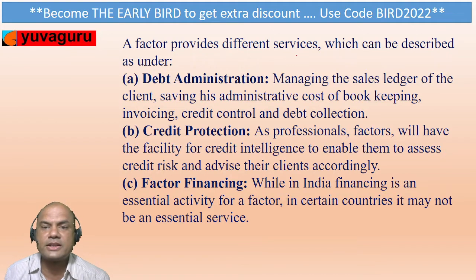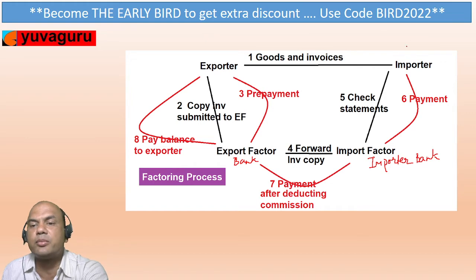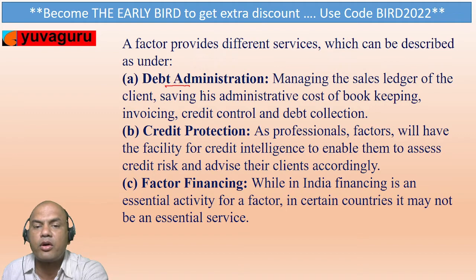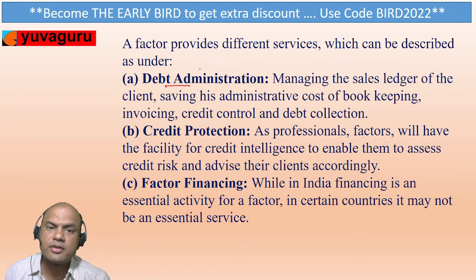The factor provides different services which can be described as under. So what are the services provided by the factor? Debt administration. Debt administration means what? Say this, exporter selling to importer, and then selling those debts to the export factor. So these book debts are now purchased by this export factor. Once it is purchased, the administration of all the debts will be done by this export factor only. So managing the sales ledger of the client, saving his administrative cost of bookkeeping, invoicing, credit controlling, and debt collection. Okay, basic logic.